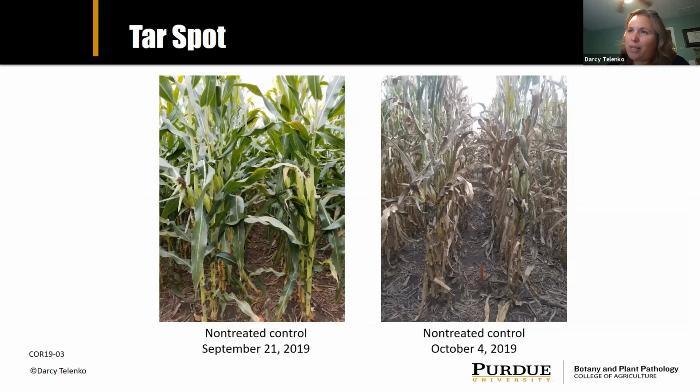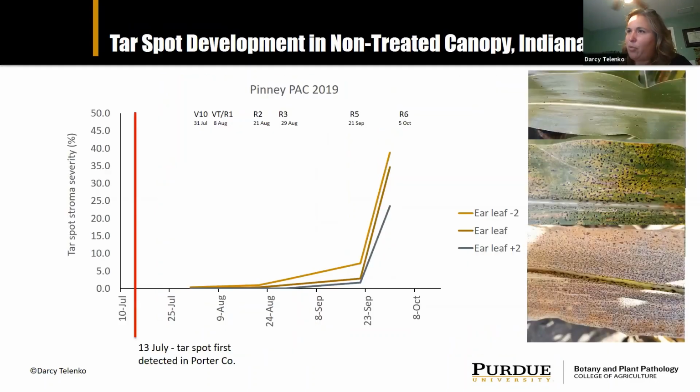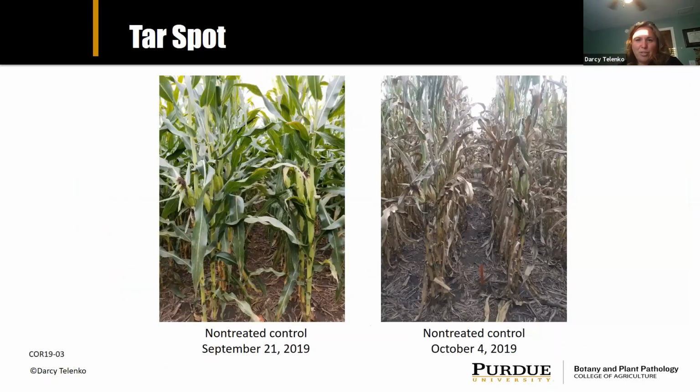This is a 2-week difference between our plots. On September 21, we were still at like 5% stromata. We could find 5% stroma on those leaves. Corn's still green. We went back about 2 weeks later, and it just ripped right through and blighted. That's that rapid progression that occurs in our non-treated plots. So this is what has scared a lot of the farmers in northern Indiana that have experienced that.